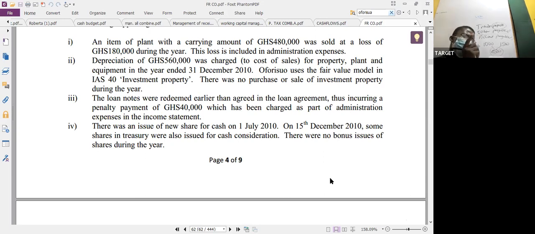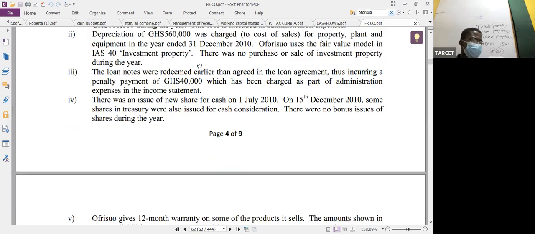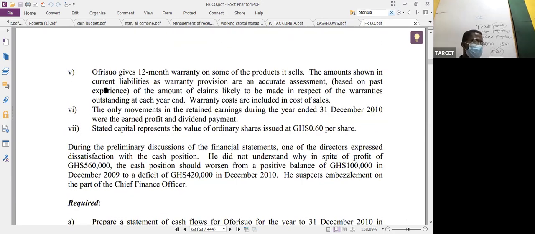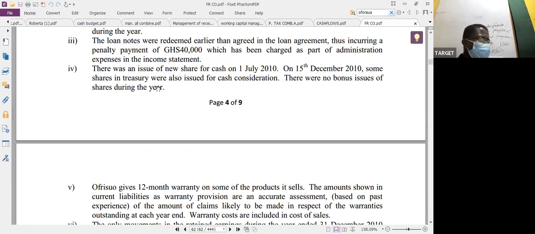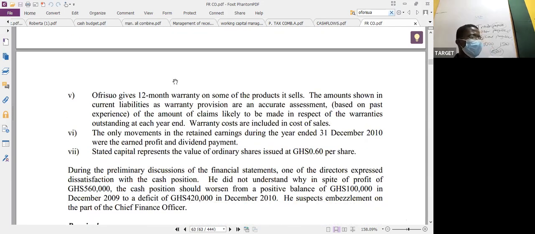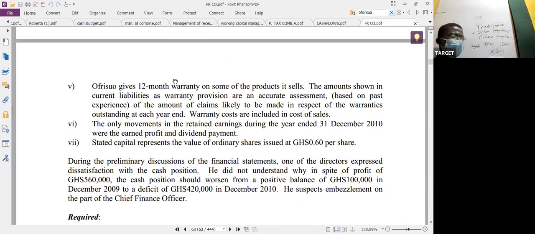They also mentioned something: warranty provision. Let's go to where they mention warranty provision. Note 5. Officio gives 12-month warranty on some products it sells. So the amount shown in the current liabilities as warranty provision is the accurate assessment. This one will talk about it. The warranty cost is included in cost of sales.